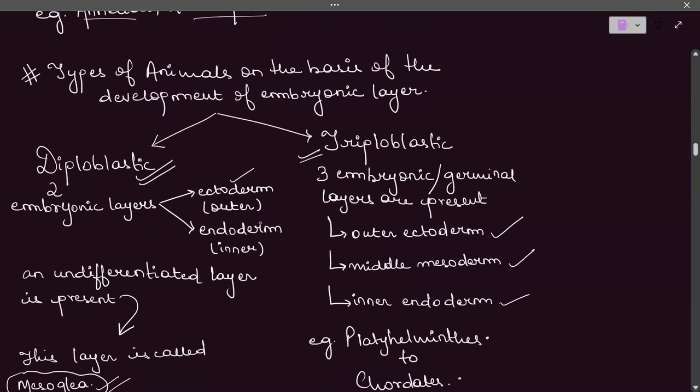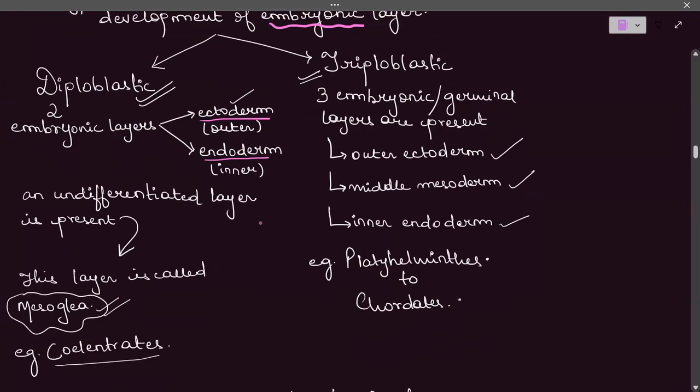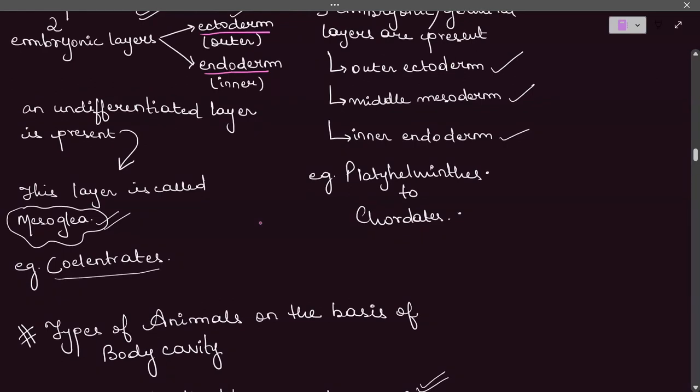Now, types of animals depending upon the development of embryonic layer. These embryonic layers are responsible for the development of organs. In those organisms in which only two layers are present, meaning the outer ectoderm and the inner endoderm, those organisms will be known as diploblastic. In between these two layers, an undifferentiated layer is present, and that is known as mesoglea. It will be found in the cnidarians.